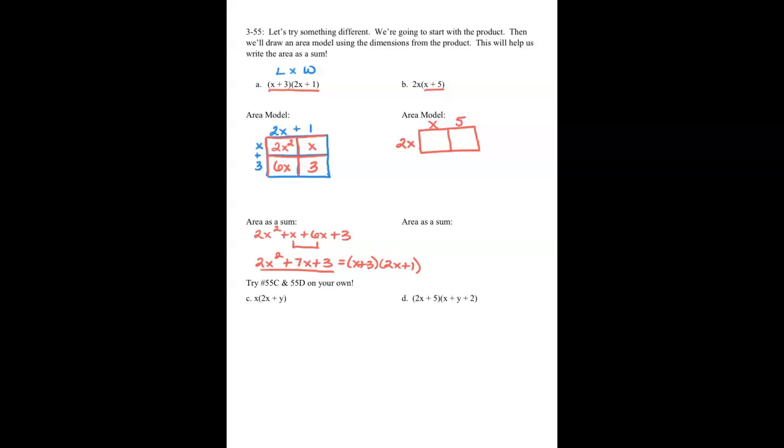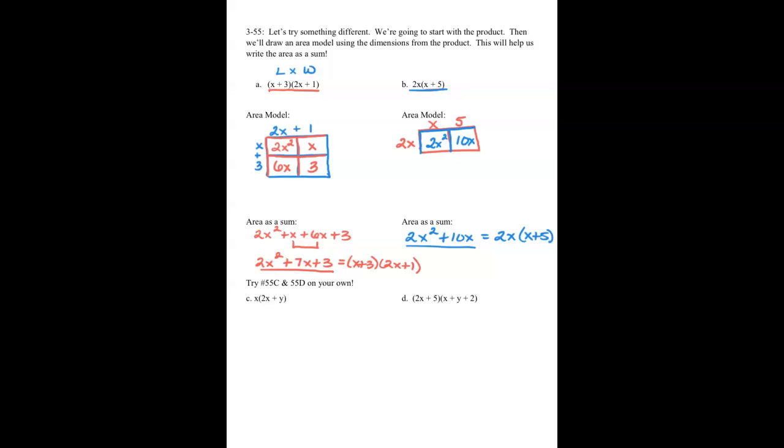Okay, let's use this to figure out the area as a sum. The first block has dimensions of 2x and x, or 2x squared. The second one has dimensions of 2x and 5. 2x times 5 is 10x. So the area as a sum is 2x squared plus 10x, and that is equal to the original product of 2x times x plus 5. So in other words, we just used that area model to help us multiply 2x times x plus 5, and we find that it's equal to 2x squared plus 10x.